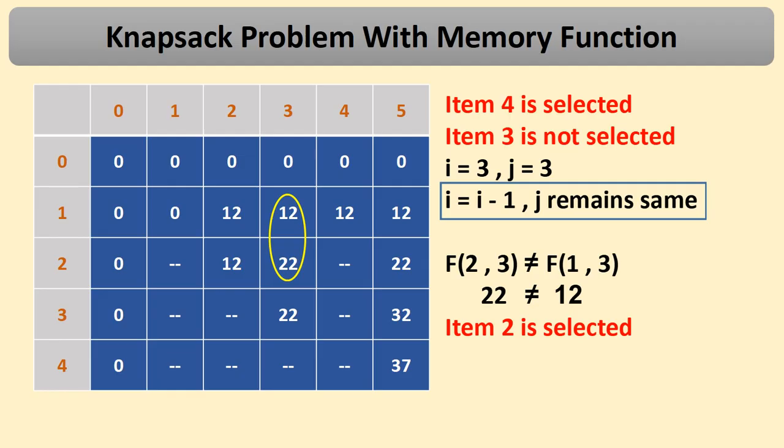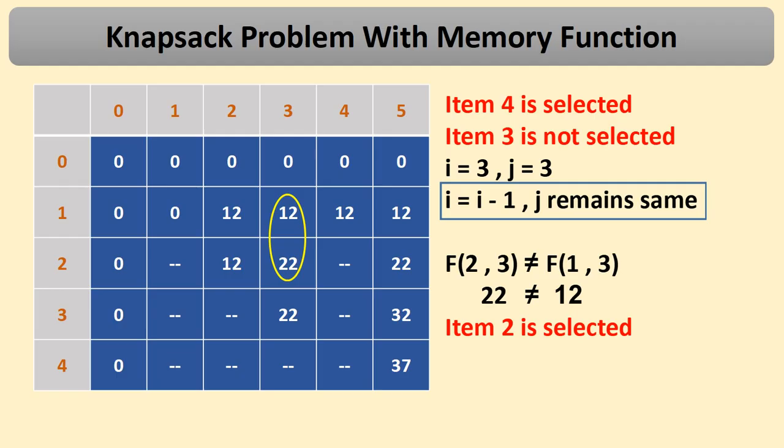Now the current value of i is 3, and the current value of j is also 3. So what did I say? In case the item is not selected, then we have to apply another formula. That means you have to decrement the value of i, but you will not modify the value of j. j will remain as it is. So i will be equal to 2, 3 minus 1 is 2, and j equal to 3. So now we have to start comparing for f of 2 comma 3.